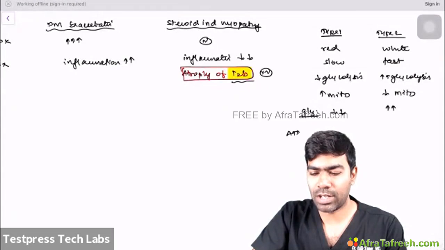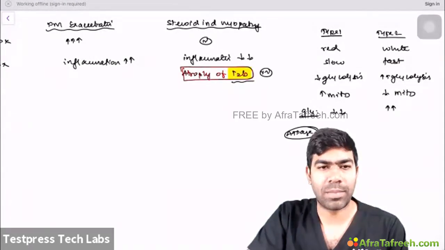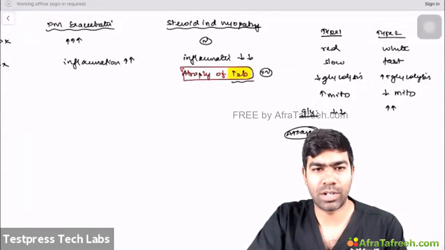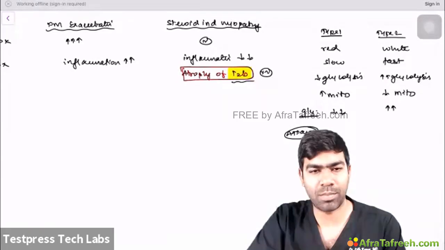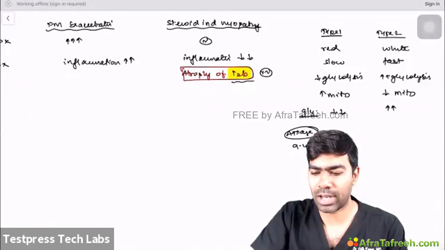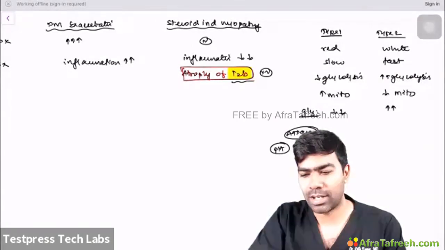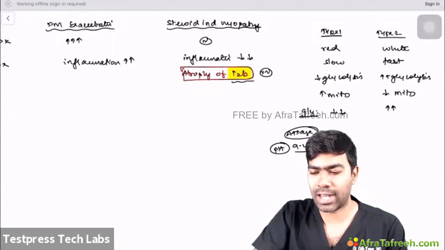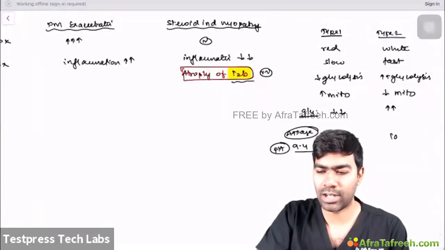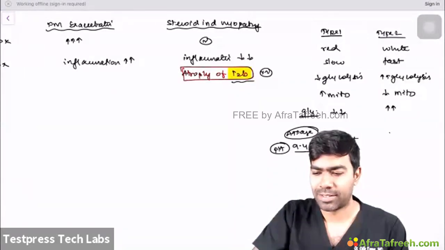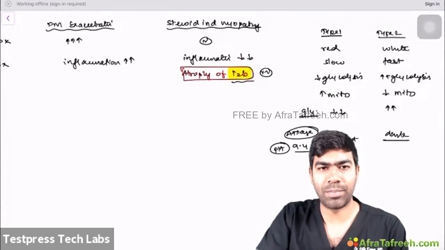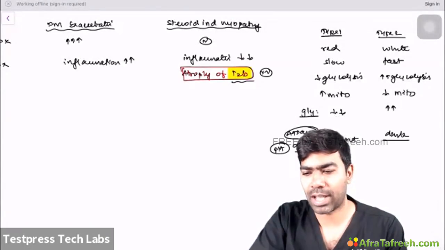Glycogen concentration in type 1 will be low, glycogen concentration in type 2 will be high. And more importantly, if you do an ATPase staining, it can be done at two pH values, pH 9.4 and pH 9.3. But typically, if you do ATPase staining at pH 9.4, that is very characteristic. Usually the type 1 fibers will stain light, whereas type 2 fibers will stain dark.